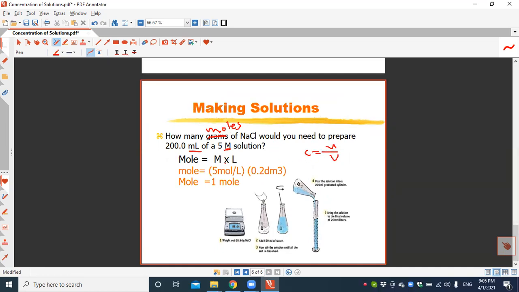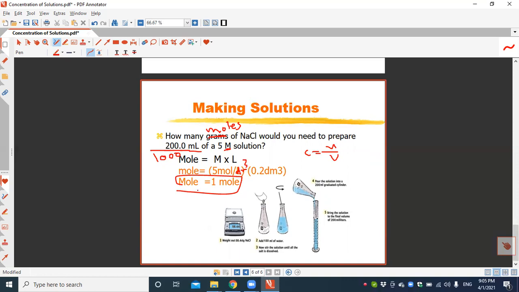We have the concentration, the molarity, 5 moles per liter. And here we can use decimeter cube, 0.2 decimeter cube. So we converted milliliter to decimeter cube by dividing by 1000, so it equals 0.2 decimeter cube. So the moles here are 1 mole. Now we need 1 mole of NaCl.